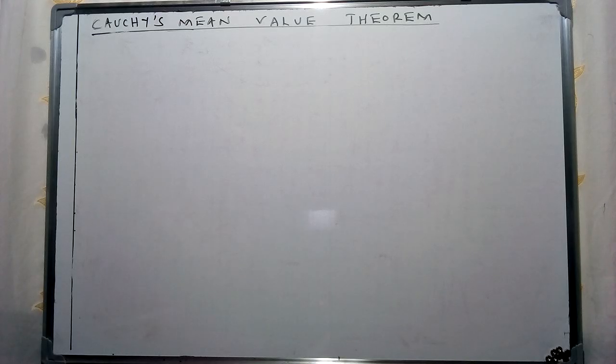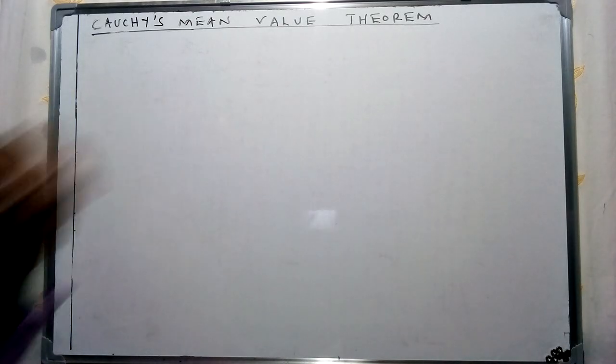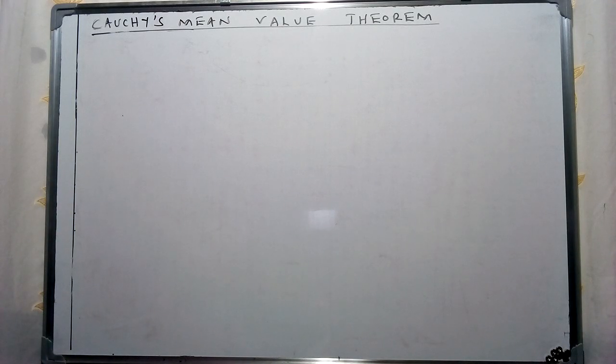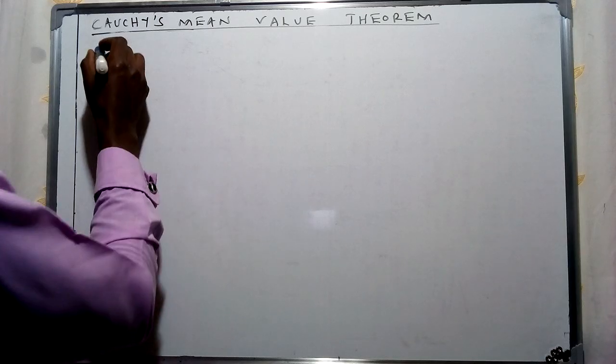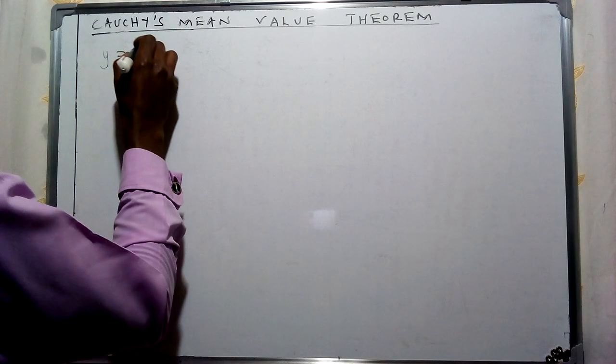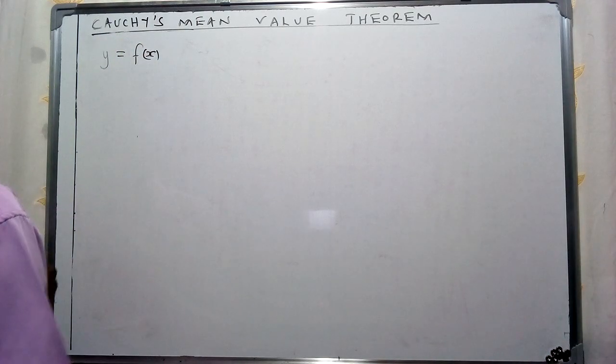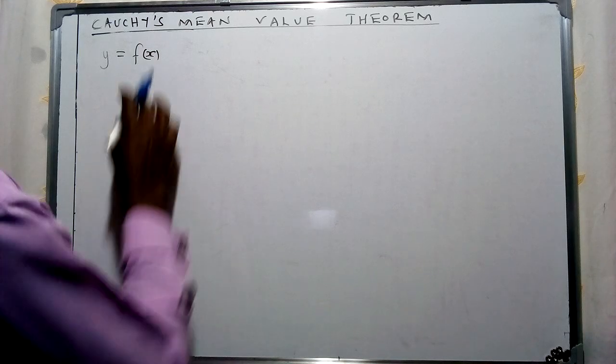In our discussion today, I'm going to look at another version of the mean value theorem, and this basically is Cauchy's mean value theorem. From our previous discussion, we had mentioned that the mean value theorem gives us the relationship between two particular points of a function, which we can consider in terms of this illustration, given as f of x.